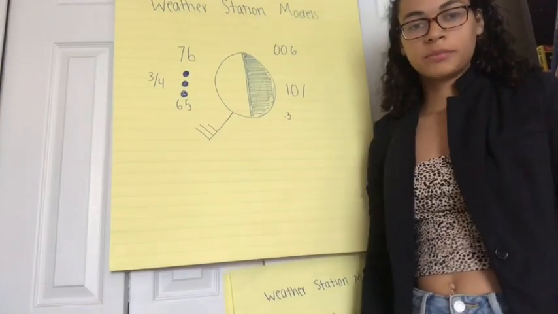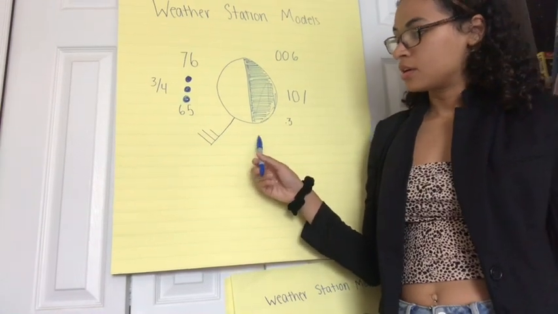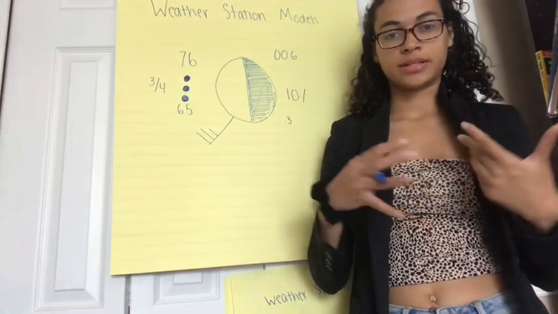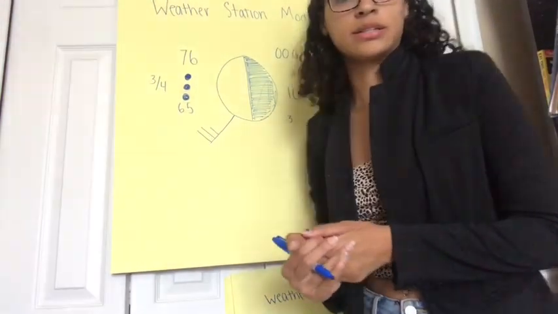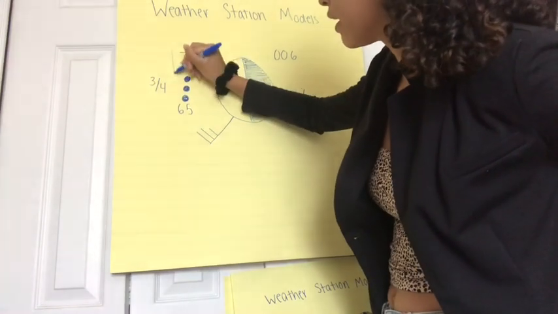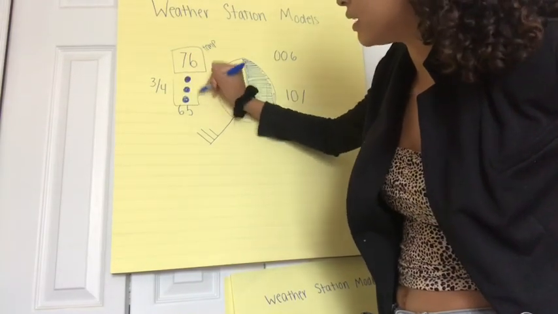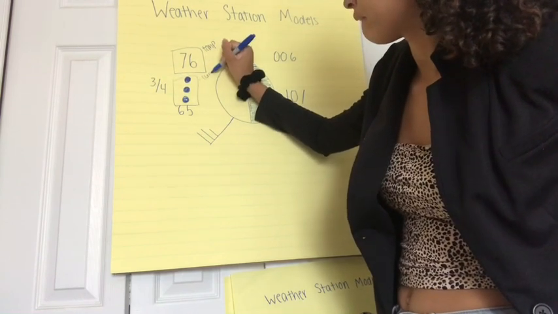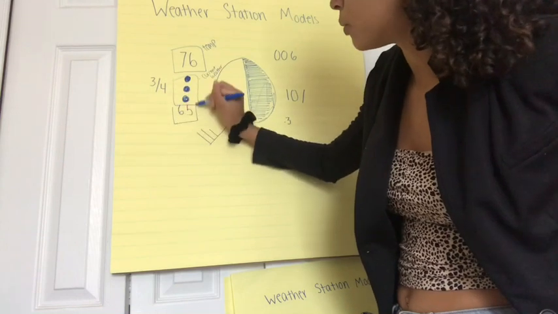Guys, so today I'm going to show you guys how to read and write one of these weather station models. So the first thing I'm going to do is break it down by parts for you so you guys can see how it's made up. So first thing here is the temperature. This is going to be the current weather. This is going to be the dew point temp.